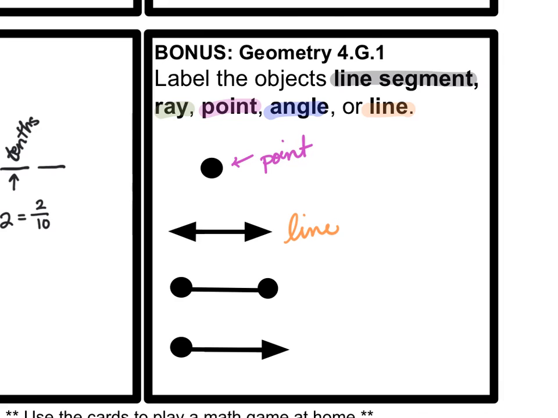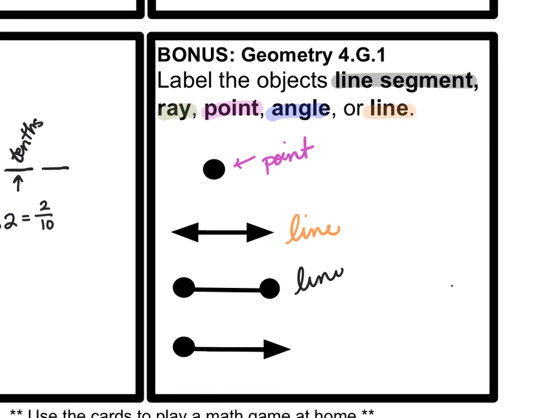On the next one, I see that it stops. So it stops here and it stops here, which means that this is a line segment. It's a piece of a line. It does not go on forever. And last but not least, I can see that it stops on this side, but it keeps going forever on this side. And the only thing that can do that in geometry, or at least as far as we know, is a ray. Okay? And that's it for our math today.